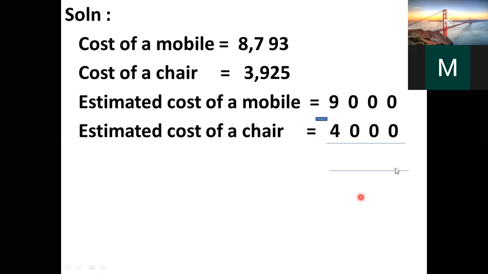Listen children, first you have to subtract. 0 minus 0 is 0, 0 minus 0 is 0, 0 minus 0 is 0, 9 minus 4 equals 5. So how much more did he pay for the mobile? 5,000 more for the mobile.